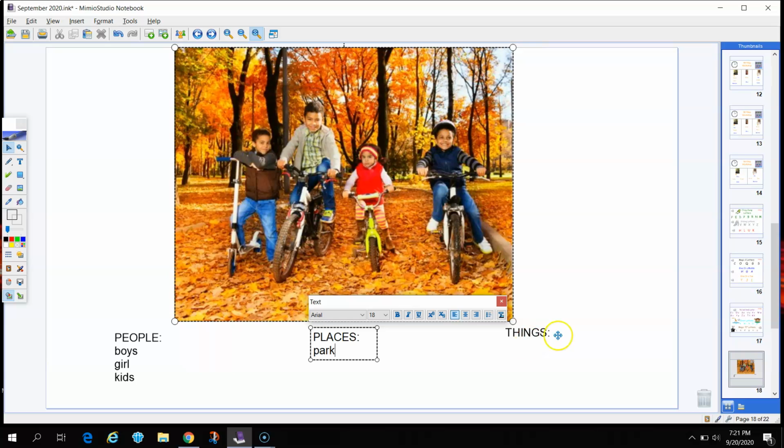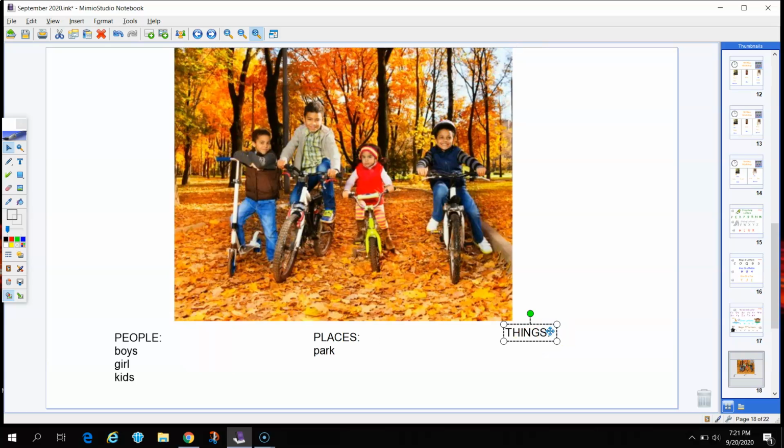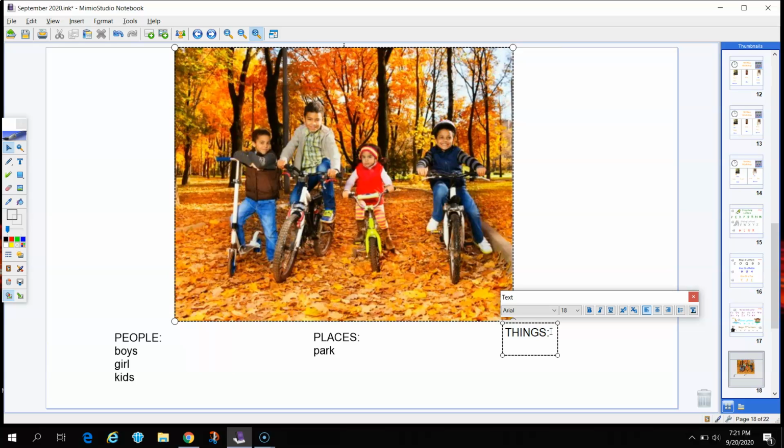Now, finally, let's look at some things that you see in the picture. All right. Do you see the bikes? But wait, one boy isn't on a bike. What's he on?